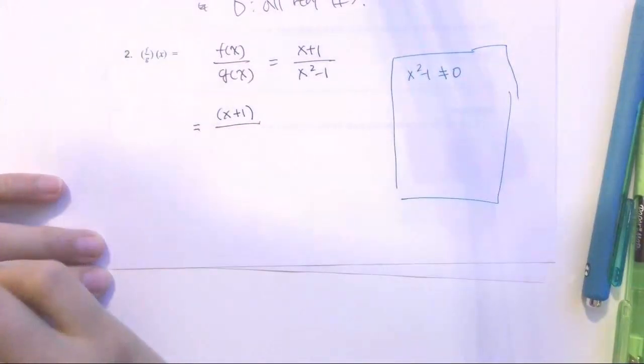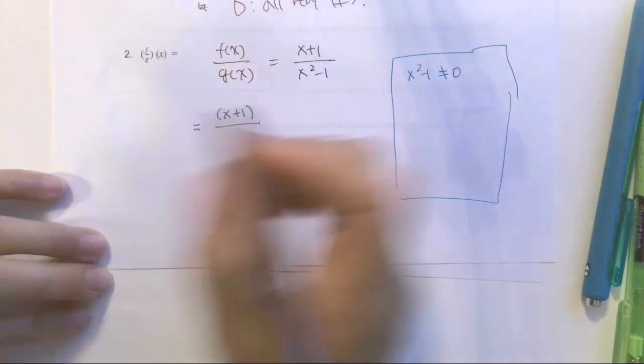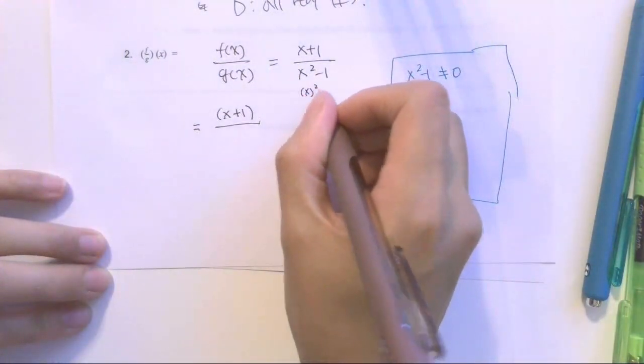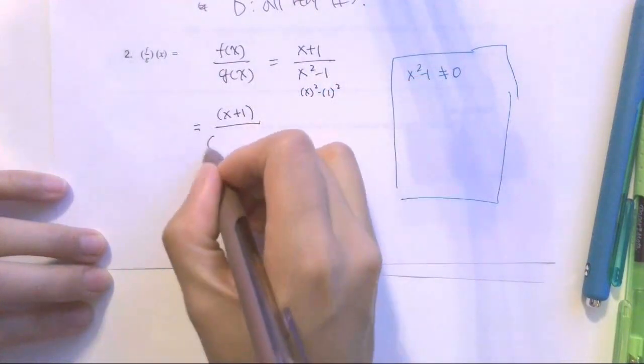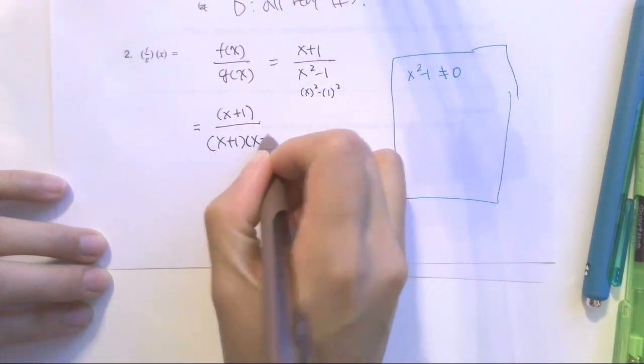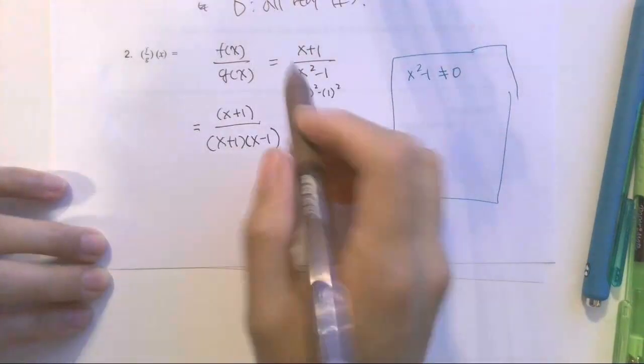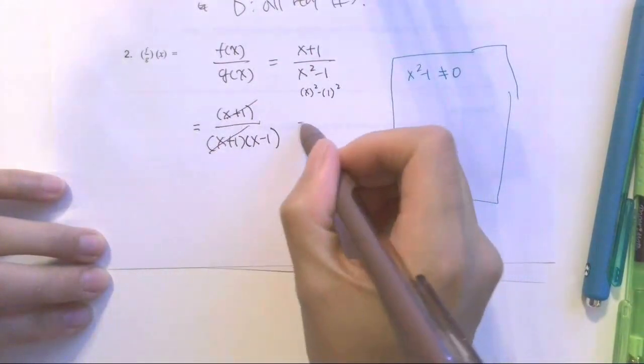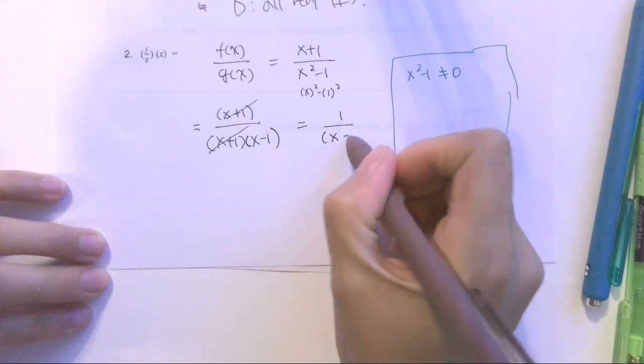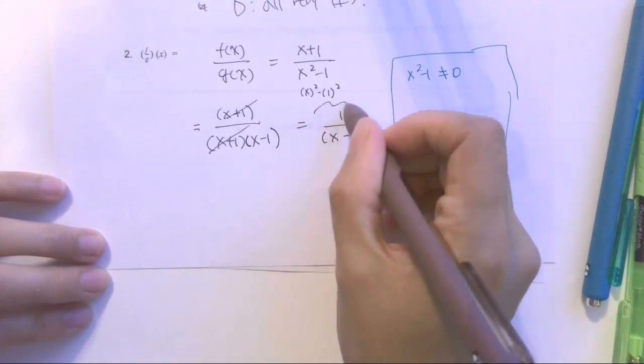So how do you factor x squared minus 1? Isn't this x squared minus 1 squared, a difference of 2 squares? So x plus 1 times x minus 1. And then notice x plus 1 cancels, boop, boop. So I get 1 over x minus 1 as a simplified answer.